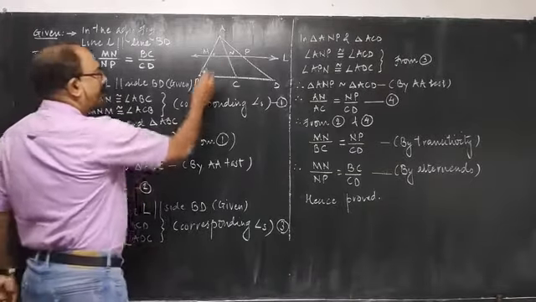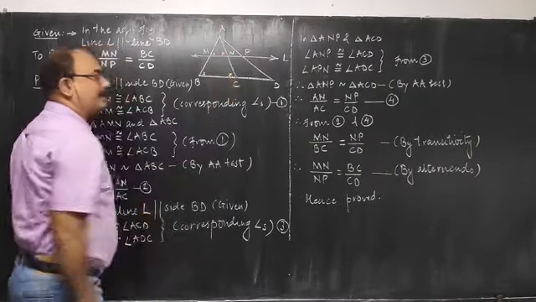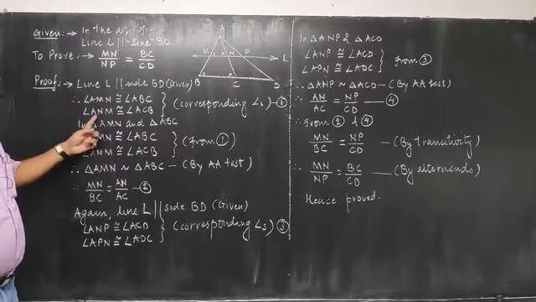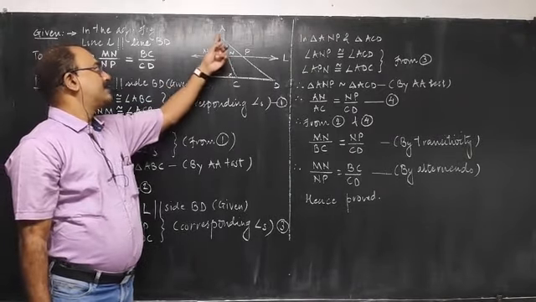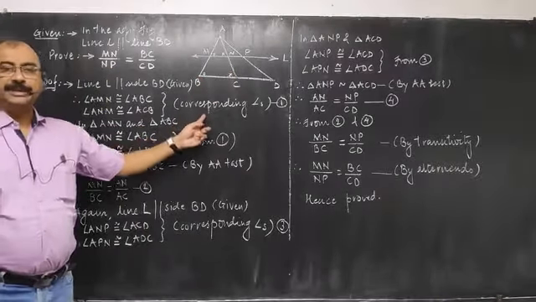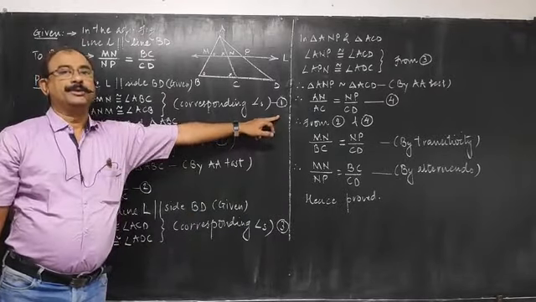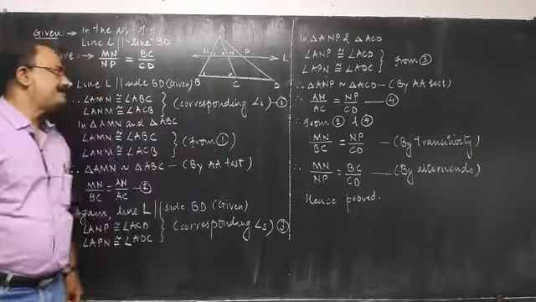But there is one more pair. This angle is also congruent to this angle because these two angles are also corresponding angles. So we have written angle ANM is congruent to angle ACB. For both the statements, the reason is the same. We have given number 1 to these two statements combined.